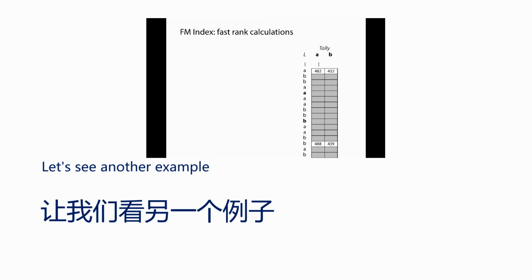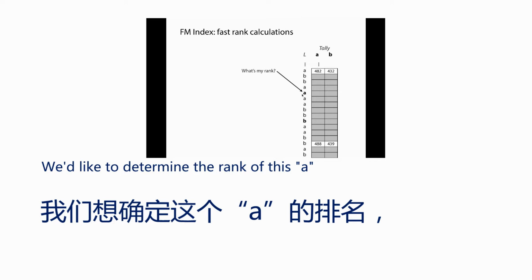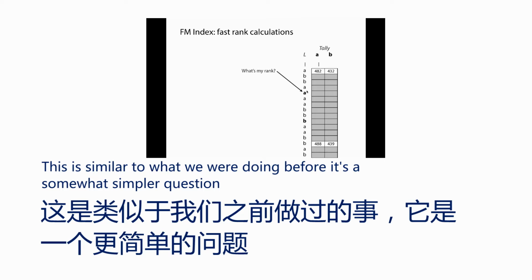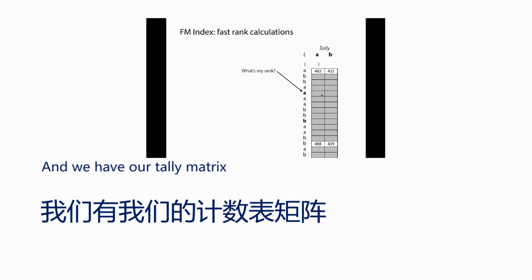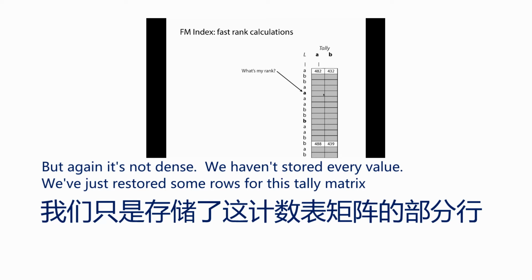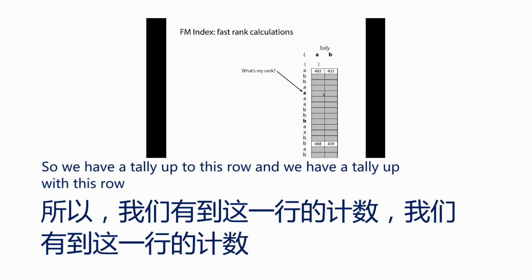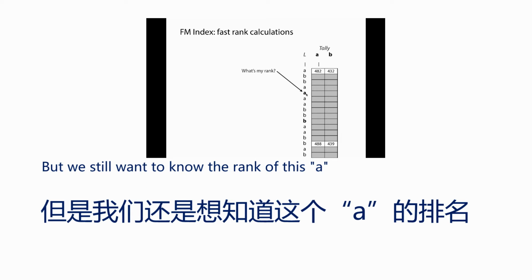Let's see another example. Let's say we're in this row. We'd like to determine the rank of this A. This is similar to what we were doing before, but it's a somewhat simpler question. We just want to know the rank of this A. And we have our tally matrix, but again, it's not dense. We haven't stored every value. We've just stored some rows of this tally matrix. So we have a tally up to this row, and a tally up to this row, but we've not explicitly stored tallies up to these grayed out rows here. But we still want to know the rank of this A.